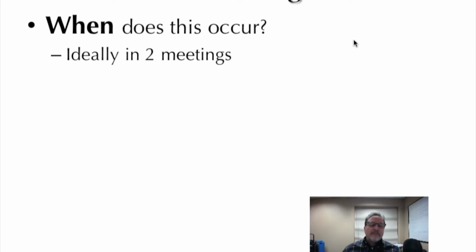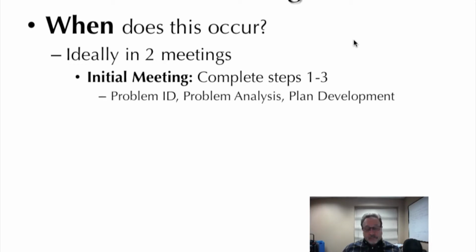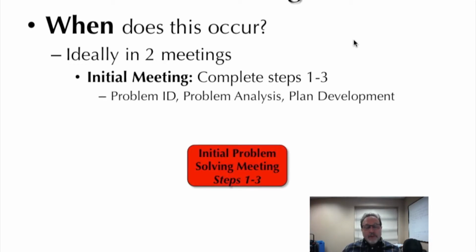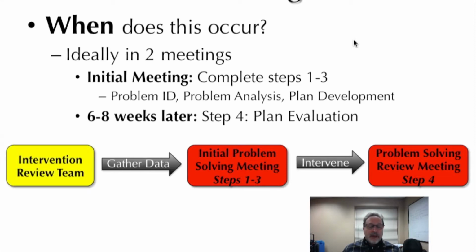For the individual problem-solving process, these typically occur in 2 meetings. An initial meeting to complete those steps 1 through 3, which are problem identification, analysis, and plan development, like I just said. And once that team meets to complete those 3 steps, then the intervention is delivered and you come back for a second meeting.